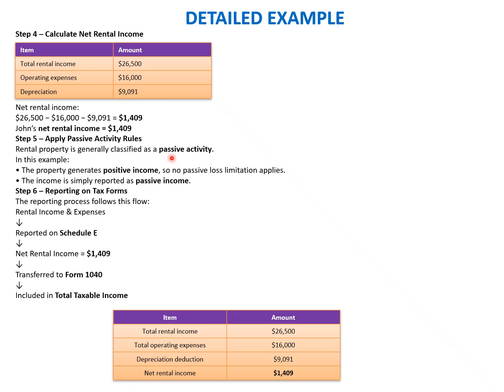Rental property generally classified as passive activity. In this, property generate passive income, so no passive loss limitation applies. The income is simply reported as a passive income because the rental income is more than the deductible expenses and the depreciation, and it is positive, and hence it is being reported as the passive income. So how it flows then: rental income, expenses, reporting schedule, net rental income transferred to form 1040 included in the total taxable income. And the final reported income is $1409.